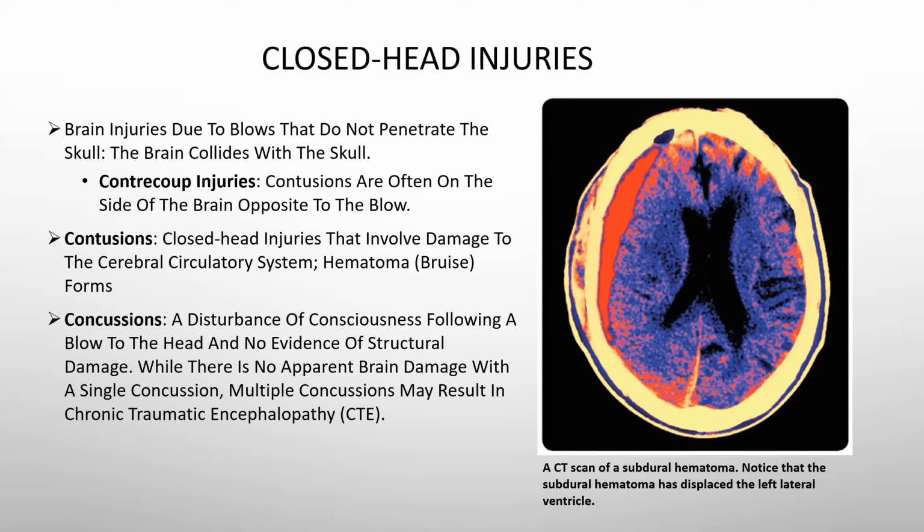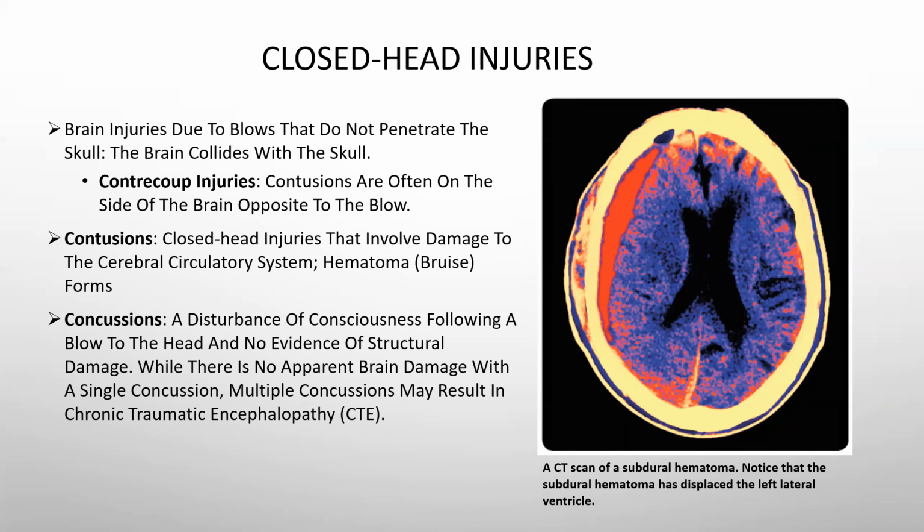On the right-hand side, the figure there, you see a subdural hematoma. It's basically a bruise, okay, on the left hemisphere there, and it's pushing in on the ventricle, so you can see that the left ventricle is much smaller than the right ventricle. Okay. So it's displacing the brain because of that pool of blood that's there. So contusions or closed head injuries that involve damage to the cerebral circulatory system, in the case of the figure that you're looking at right there, hematoma.